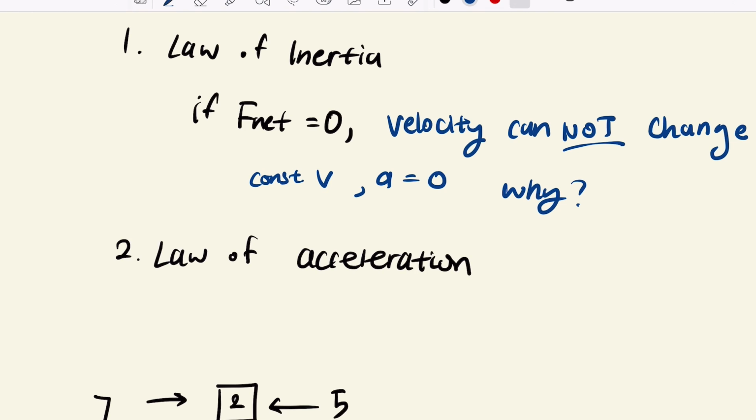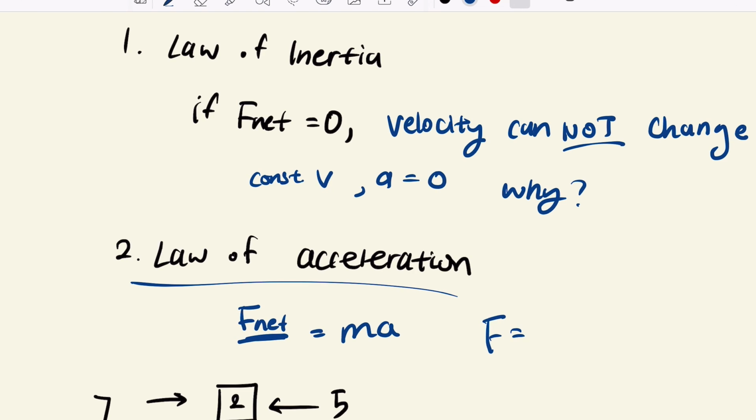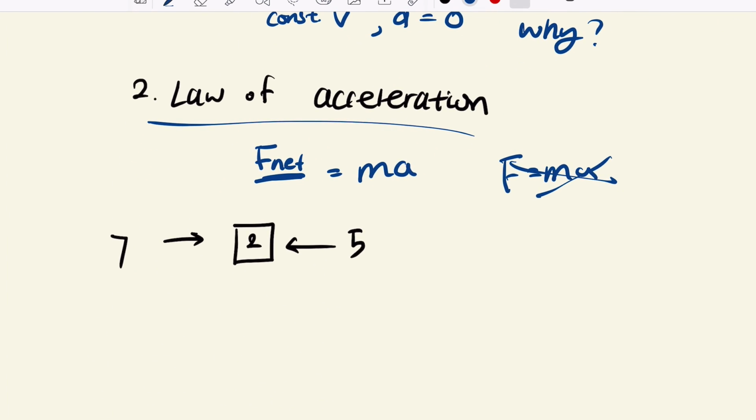Now moving on, the law of acceleration. Here we find the famous equation that we've been hearing, which is F net equals ma. It is important that we write F net, because if we write F equals ma, this equation is wrong. So through this equation, we can see that F net equals mass times the acceleration of a certain object. So let's apply this equation.